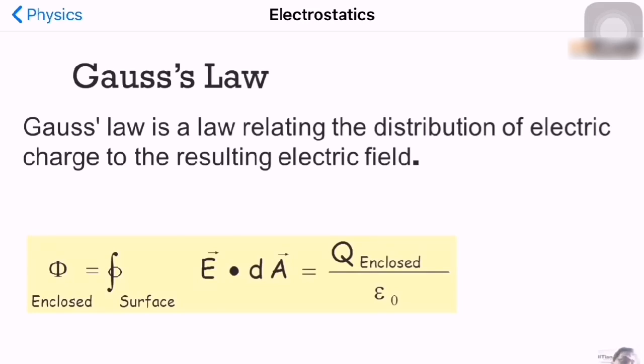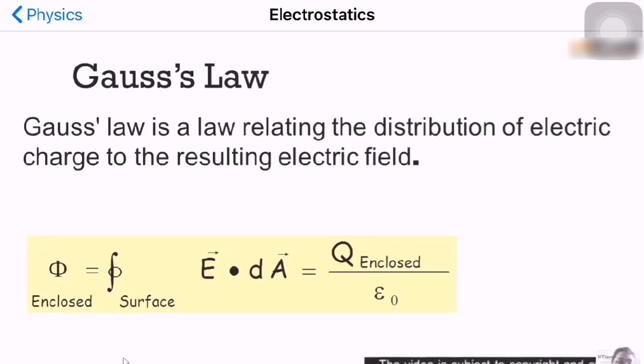So the electric flux leads us to the Gauss law. What exactly is the Gauss law? Gauss law is a law that relates the distribution of the electric charge to the resulting electric field. How much electric field is produced, you basically integrate over the total electric field over a particular area. This tells you how many electric field lines are passing perpendicular to the area. That is the Gauss law.